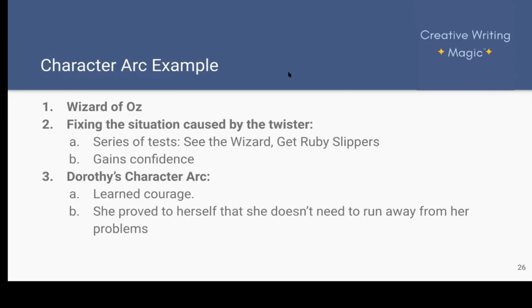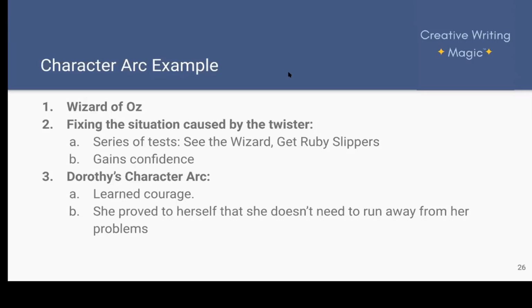The character arc example in The Wizard of Oz is fixing the situation caused by the Twister. The Twister disrupted Dorothy's life, and she went through a series of tests. She needed to see the wizard. She needed to get the ruby slippers, and in doing so, gain the confidence, gain the courage. Dorothy's character arc is that she started out as a girl who was running away from Miss Gulch, but through this quest, she learned courage. So when she did return back to Kansas, she was changed.